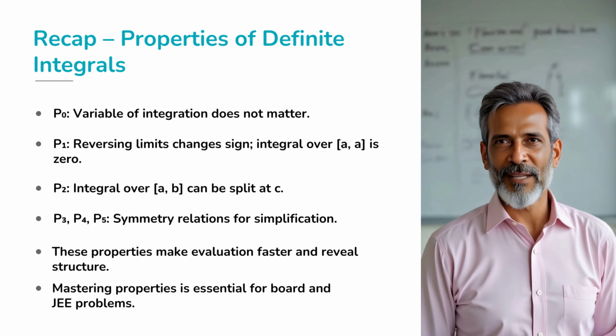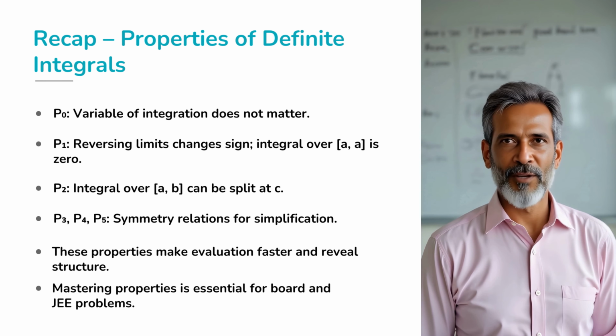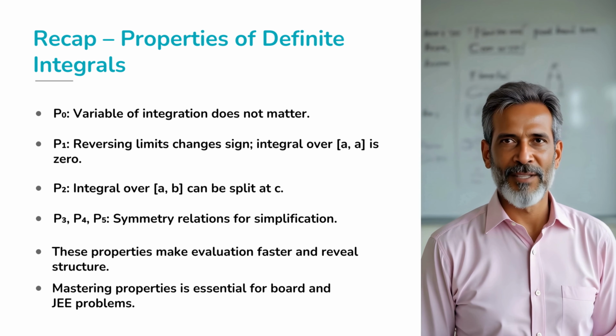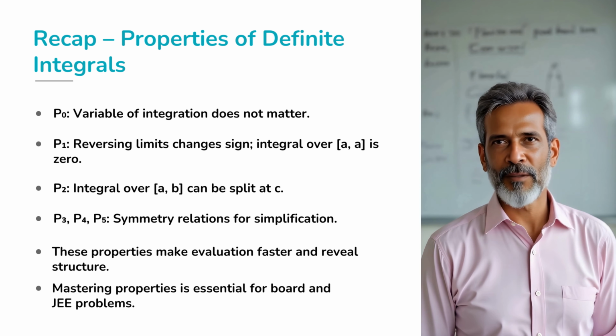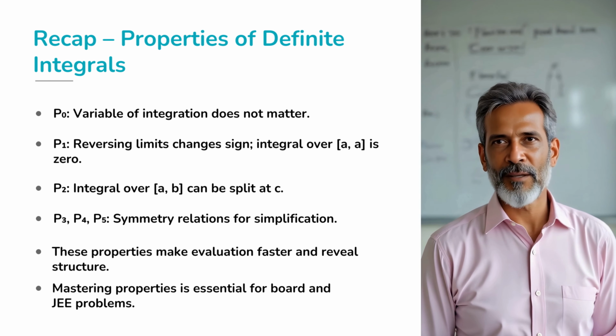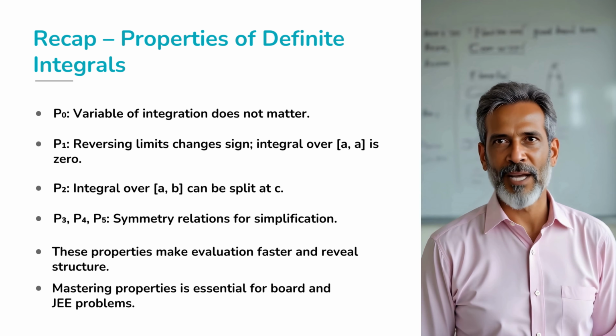Alright students, let's recap. We learned 6 main properties of definite integrals. P0, the variable of integration is arbitrary. P1, reversing limits changes sign. Same limits give 0. P2, the integral over an interval can be split at any point. P3, reflection symmetry across the midpoint. P4 and P5, special cases of symmetry on 0 to a and 0 to 2a.